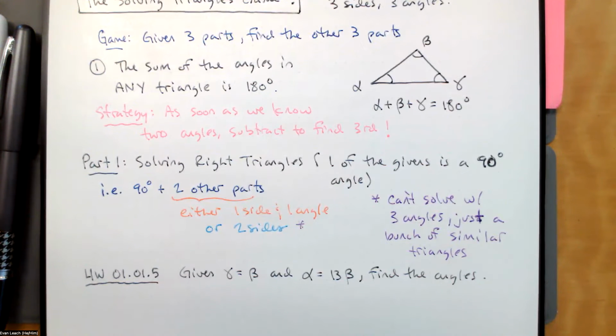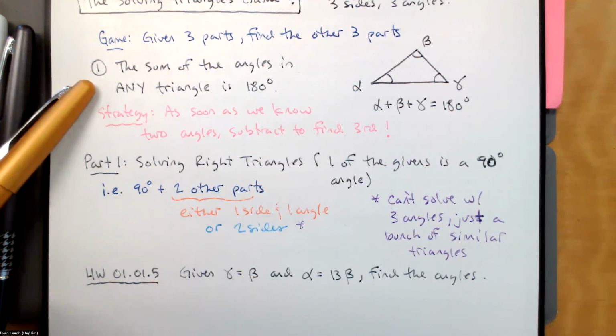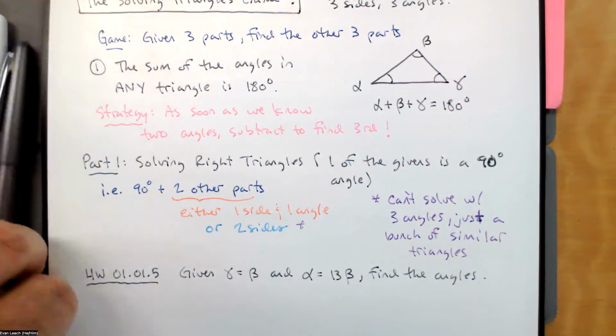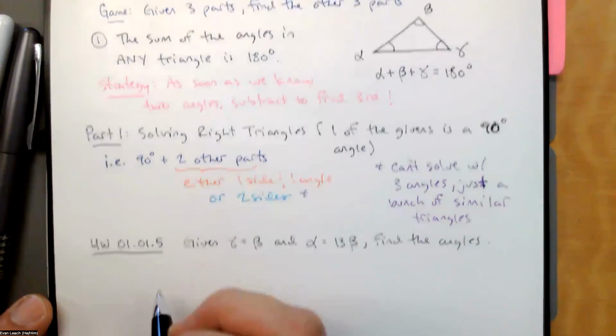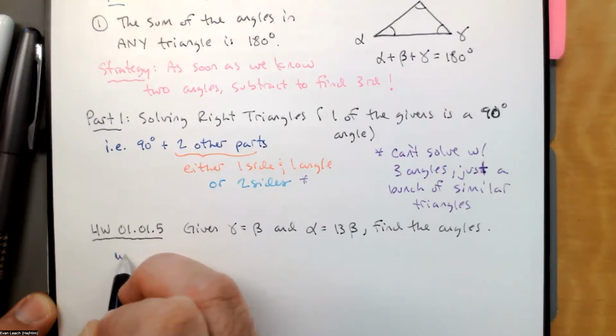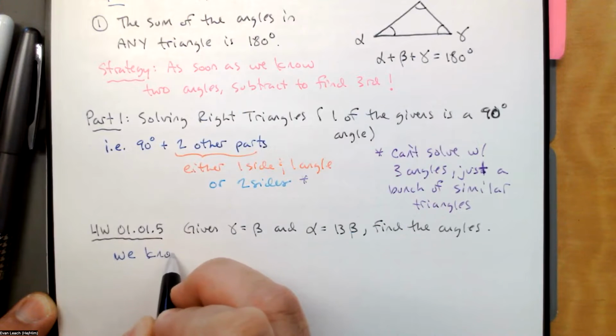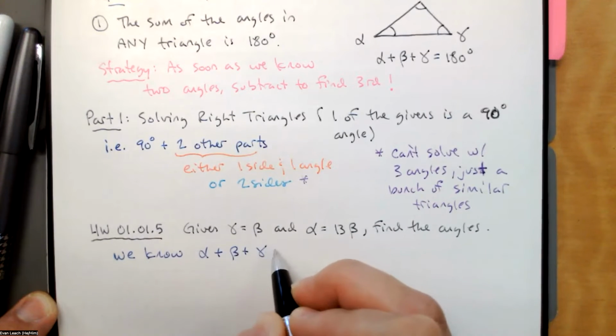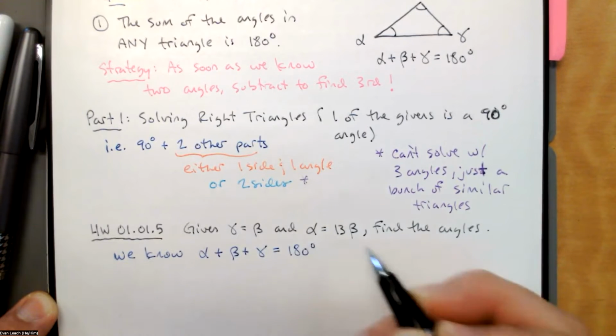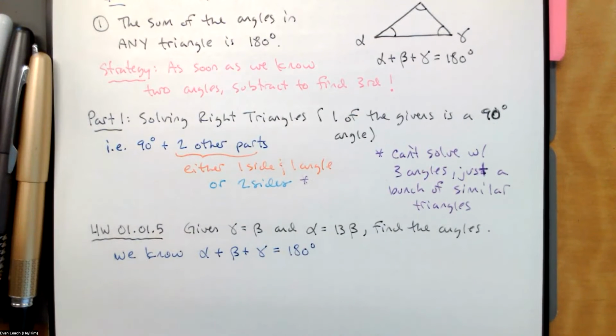This is not a solving triangles problem. This is just a question that actually concerns one of the things that we want to know about any triangle. So we're going to use the fact that the sum of the angles in any triangle is 180. So here's what we know. We know that alpha plus beta plus gamma is 180 degrees. The sum of the angles in any triangle is 180 degrees.